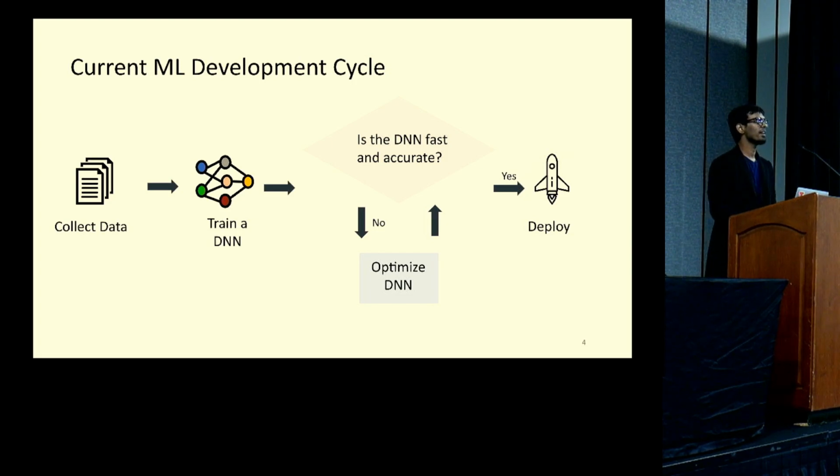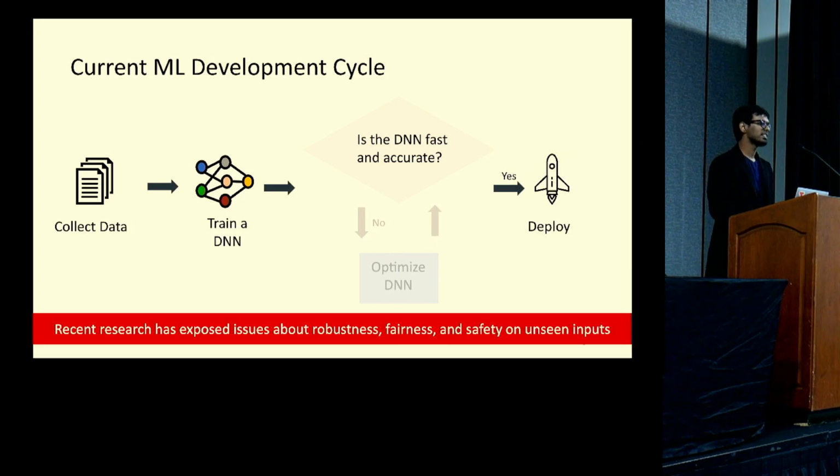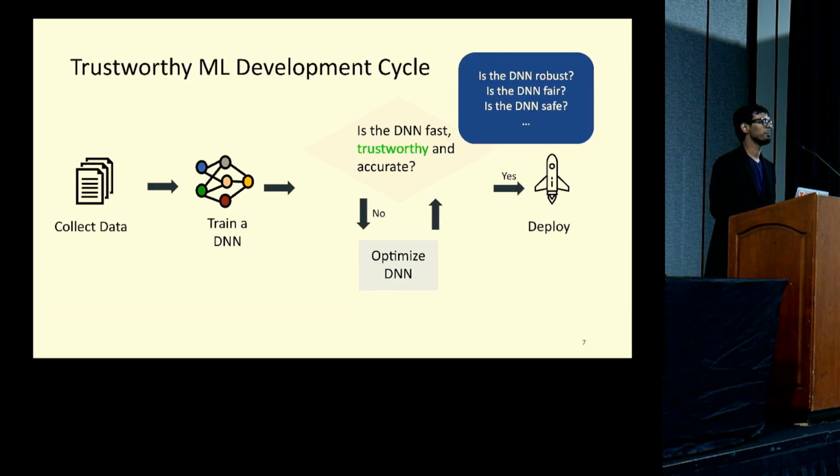This development cycle has one issue, that it does not guarantee DNN's behavior on unseen real-world inputs. And recent research has shown that these networks are prone to violations of these safety, fairness, robustness properties that are quite important. So we need more trustworthy development cycle.